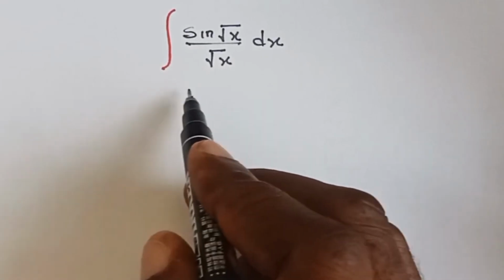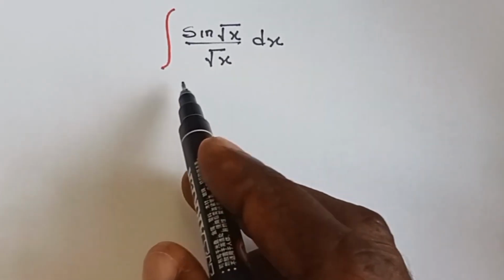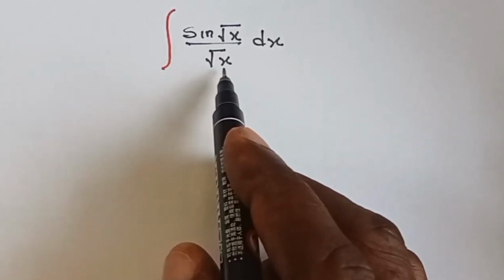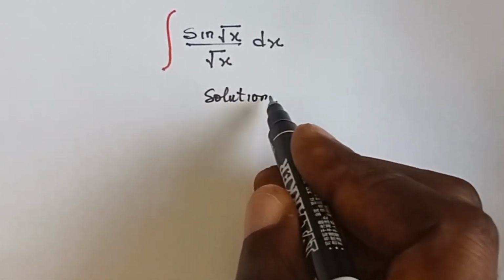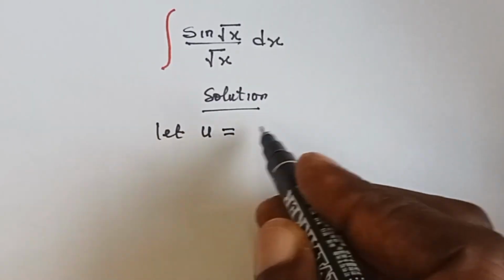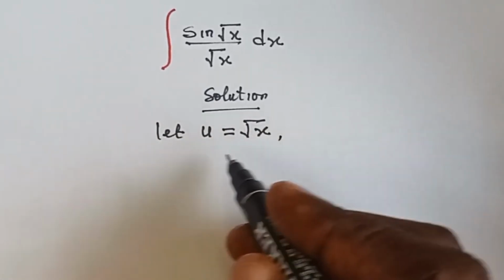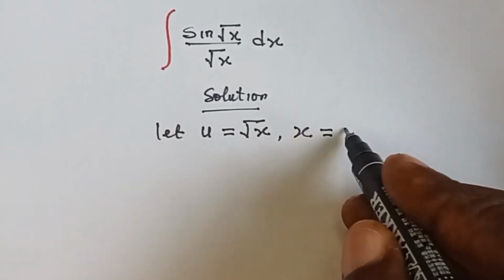In this video, we want to integrate this, right? We have the integral of sine root x over root x dx. Okay, so this is what we do. We say let u equal root x. And then if u equals root x, it means our x equals u squared.